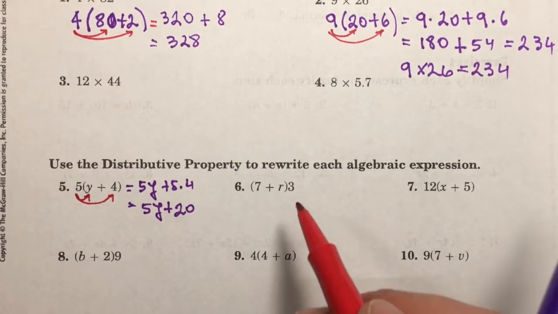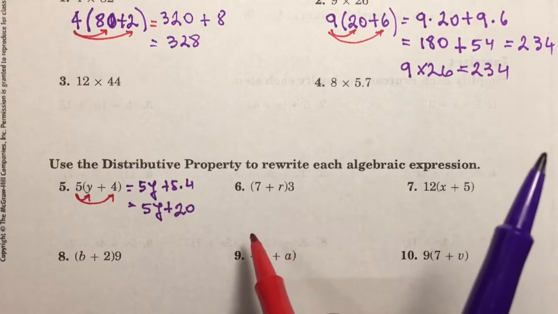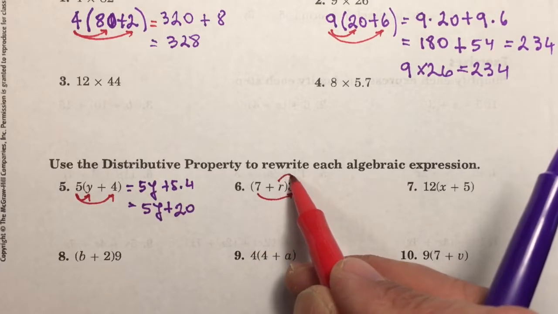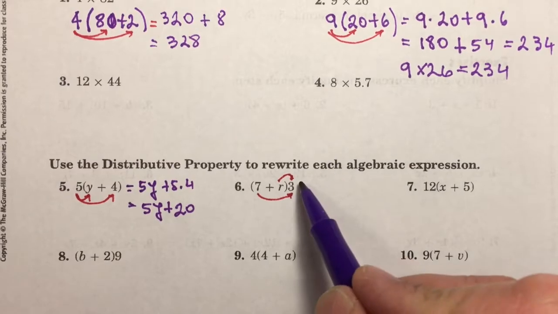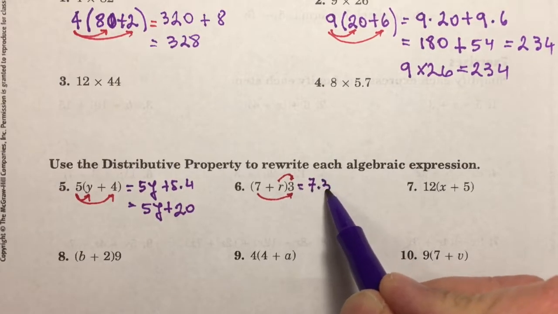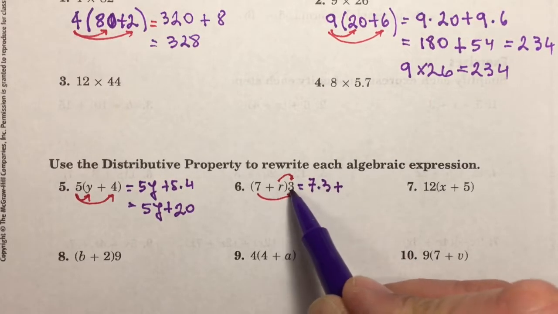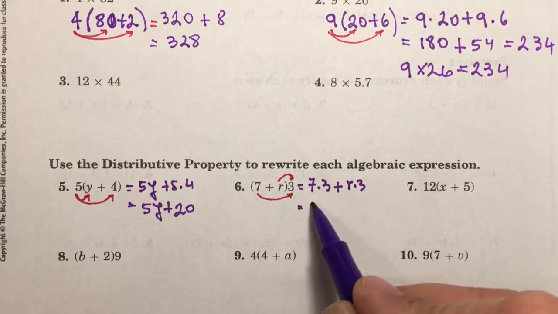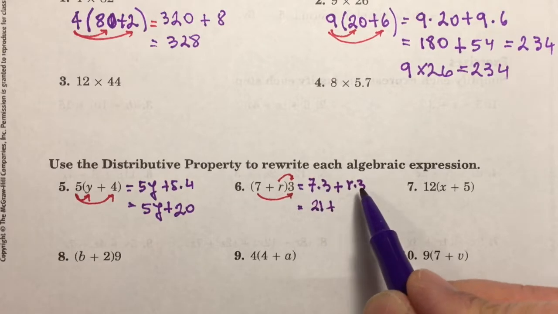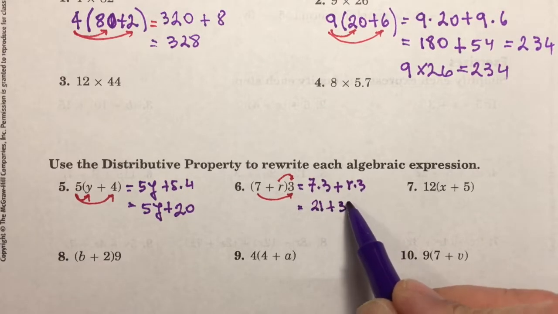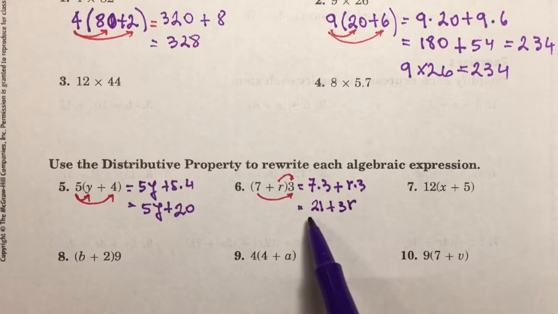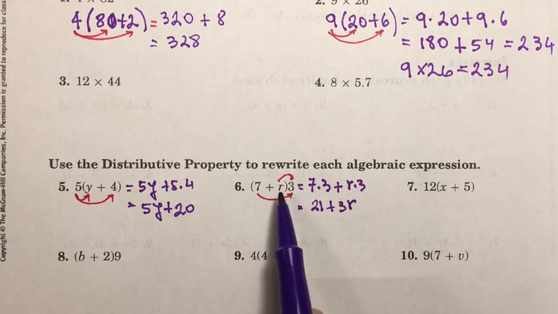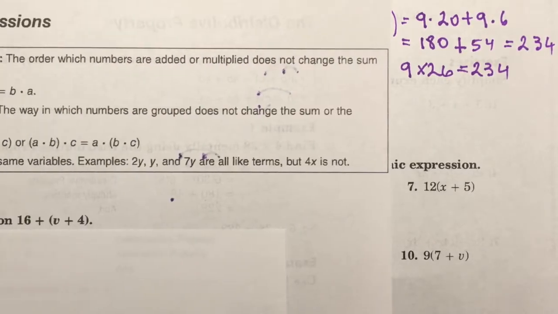Let's go to number 6. 3 times 7 plus r. So the 3 is going to multiply the 7, and the r is going to multiply the 3. So this is going to be 7 times 3 plus r times 3. 7 times 3 is 21. And r times 3, I'm going to rewrite as 3r. And this is my expression after applying the distributive property to the original expression. Equivalent expressions.